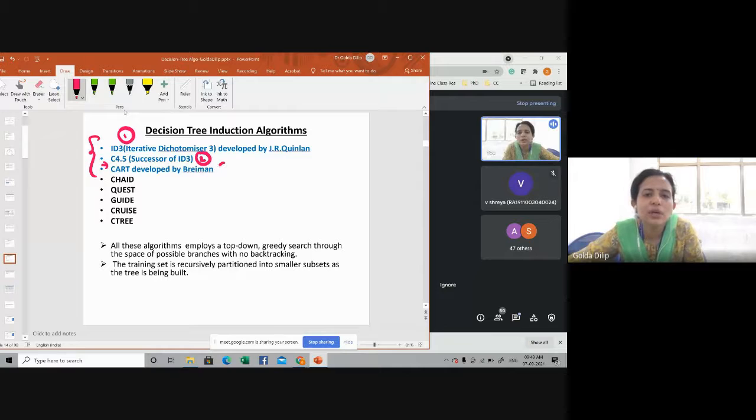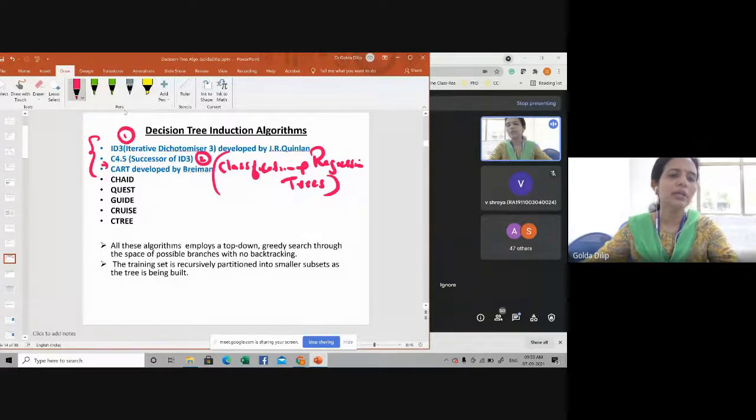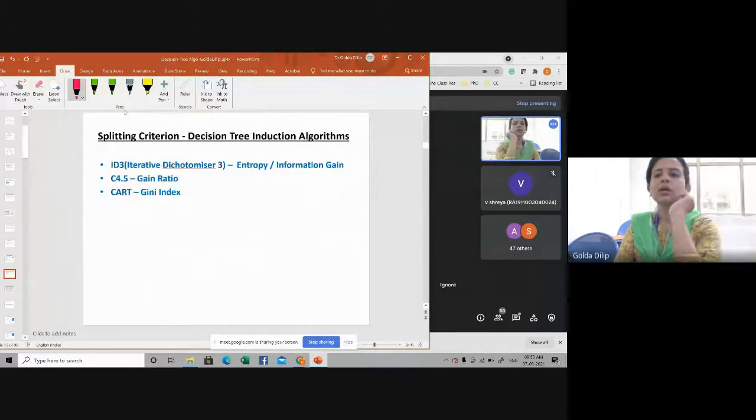Tomorrow's class will look into CART, which stands for classification and regression trees. Once we finish this, if time permits, I'll show you a demo in Weka if you get an extra class. Those interested in learning one step more can look into the other algorithms. If you have any doubts on any of these algorithms, you can ask me. It's almost time for the next class. This is the splitting criterion based on which the decision tree algorithms vary. ID3 uses entropy, C4.5 uses gain ratio, and CART uses Gini index. Thank you.